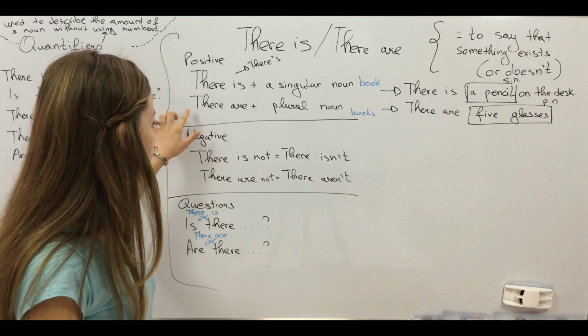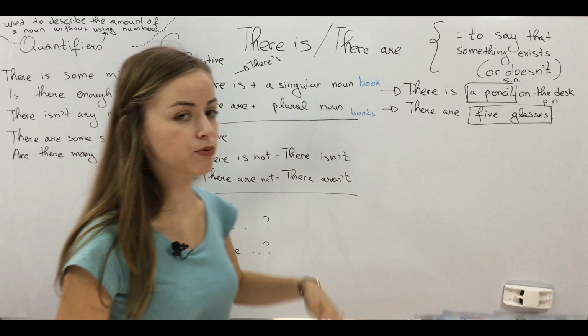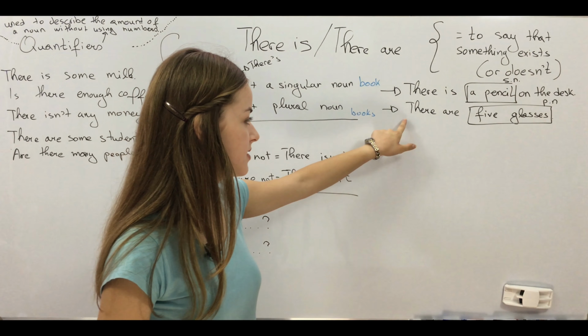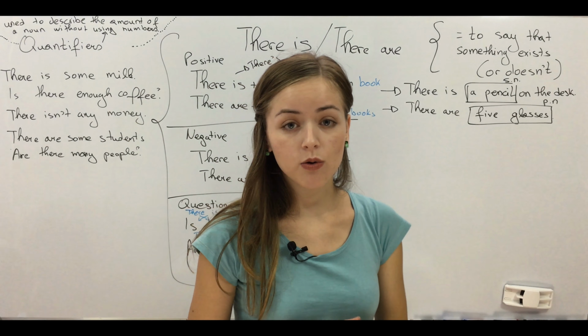We also make the plural by using there are plus plural nouns. For example, books, TVs, beds, and so on. We have a sentence, there are 5 glasses. This is about the positive form.